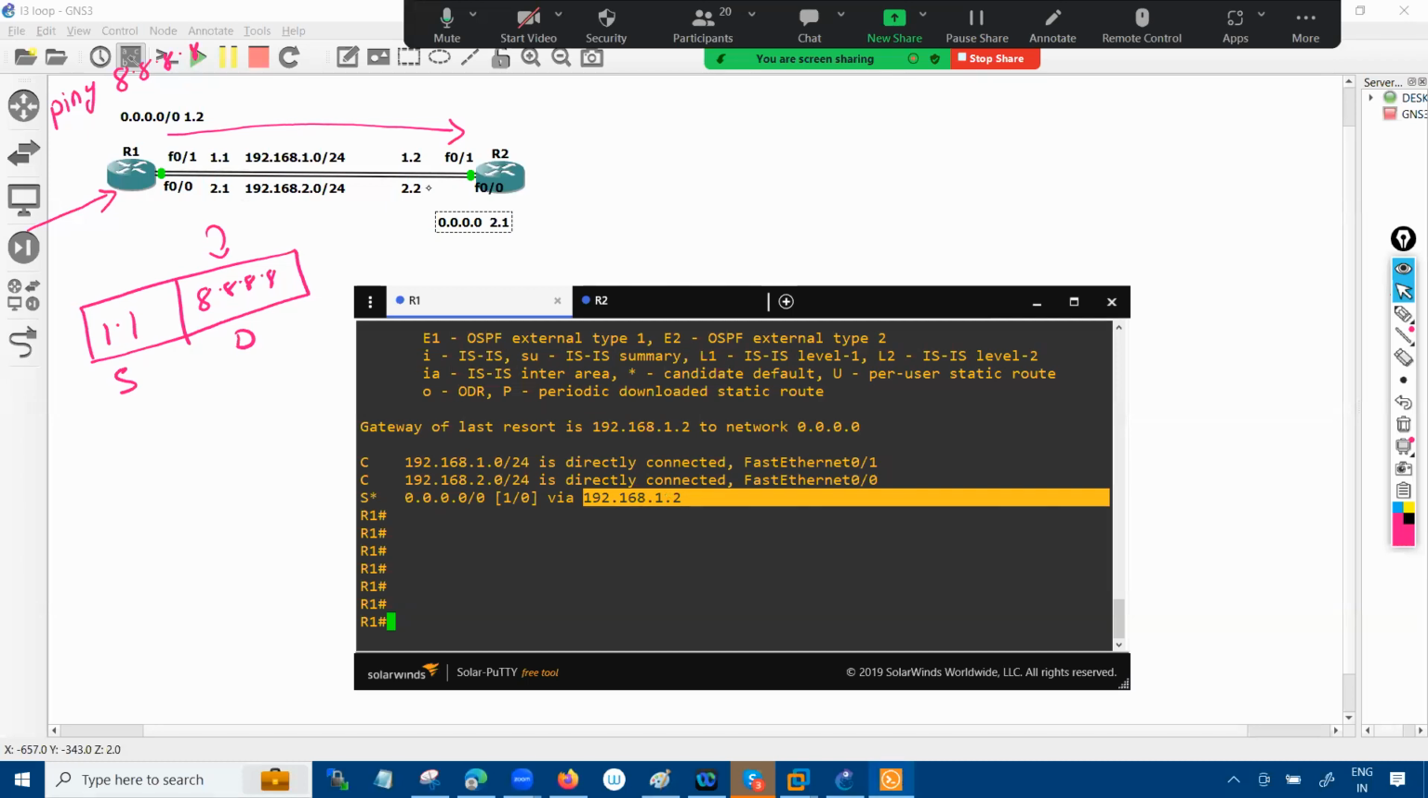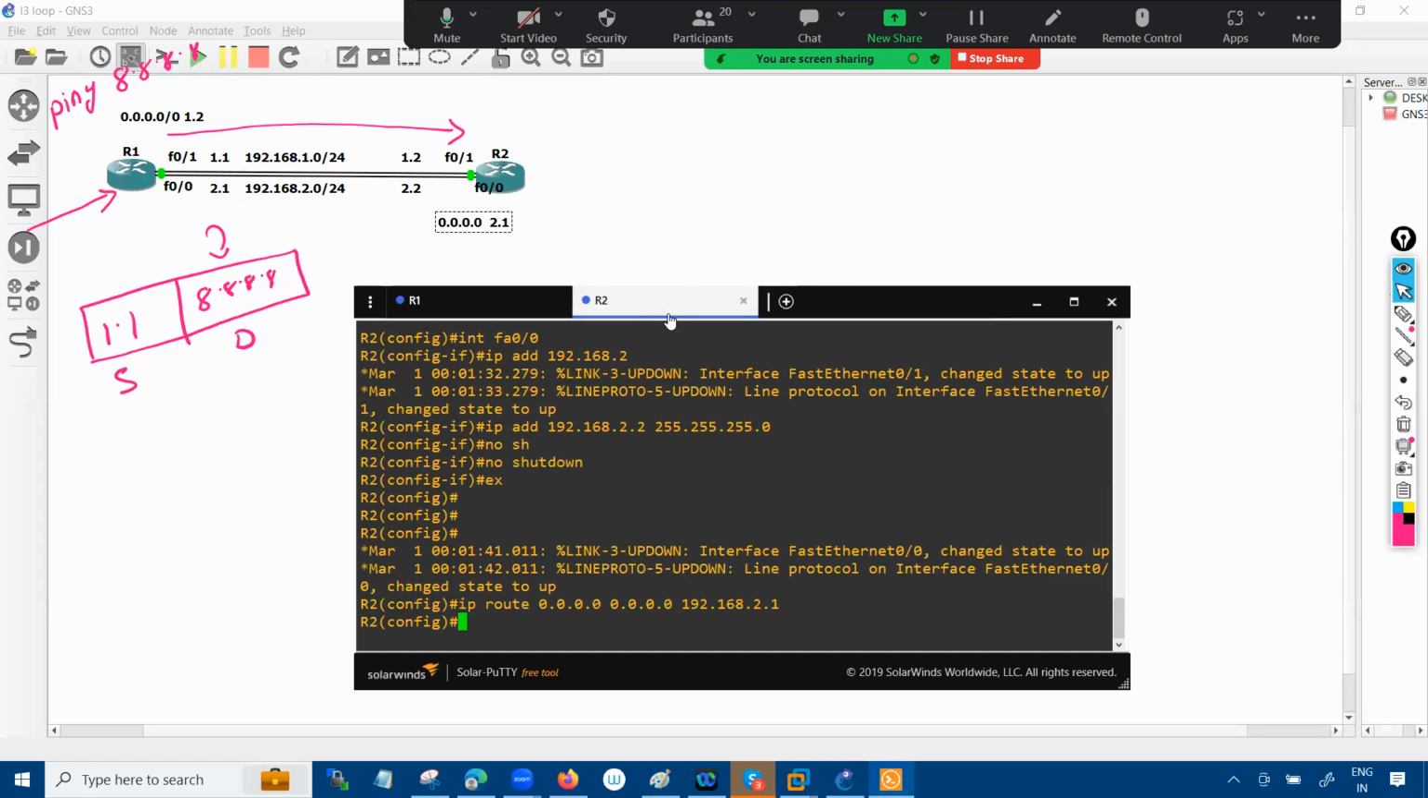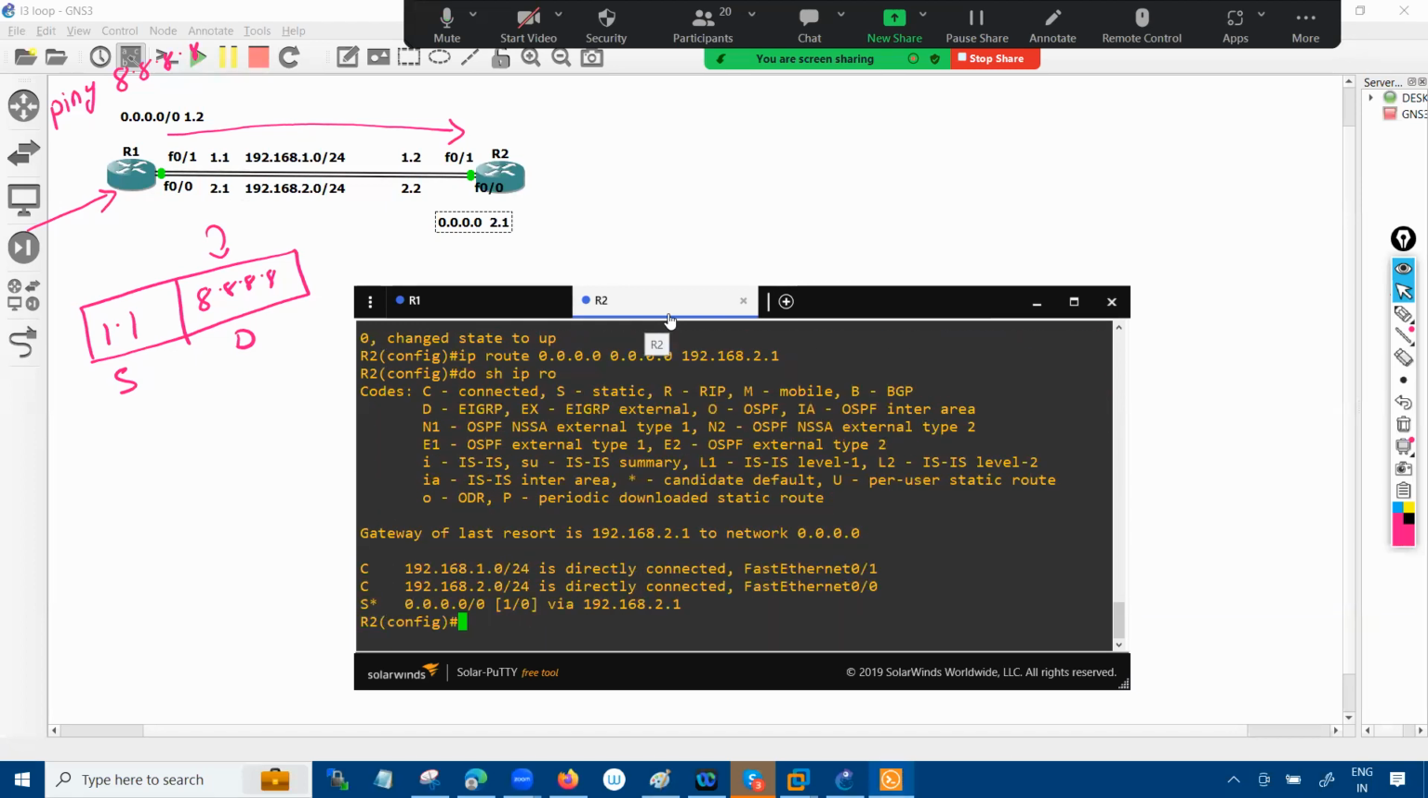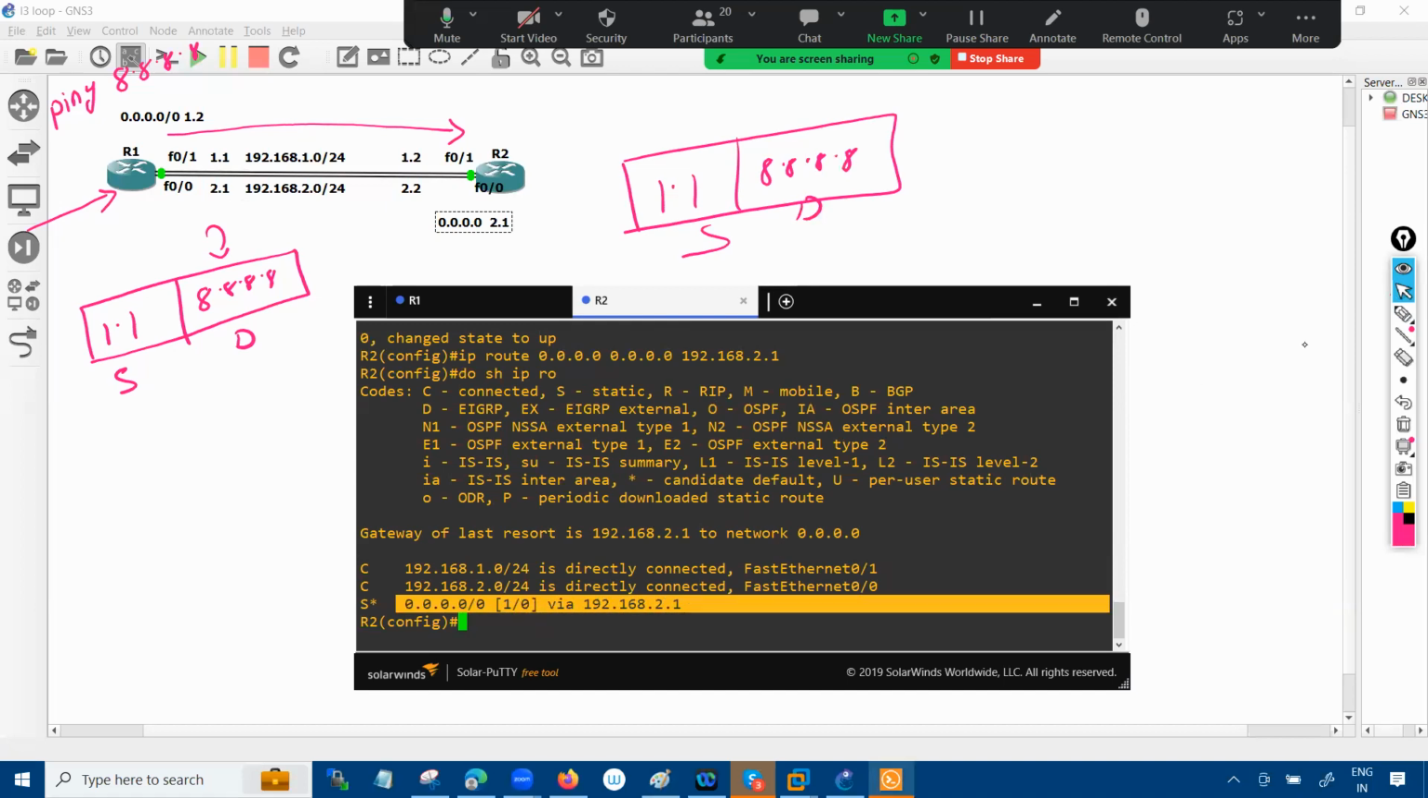When router 2 receives this packet, what will router 2 do? It will look up the routing table and ask, do I know about 8.8.8.8? According to the routing table of R2, I have no idea about 8.8.8.8. So, same packet: when R2 receives it, it looks up the routing table and says, I do not have any idea of 8.8.8.8, but I do have a default route, which is pointing to 2.1. So now router 2 will forward the packet to whom?